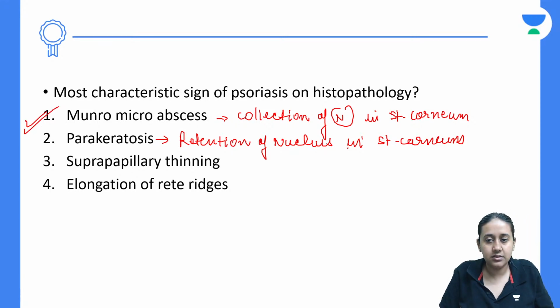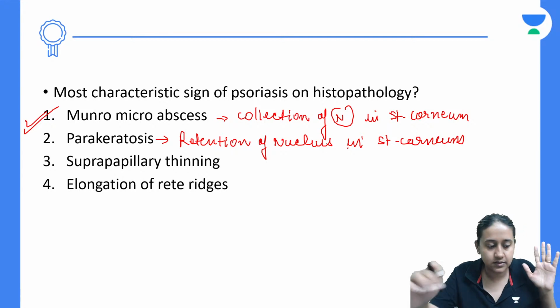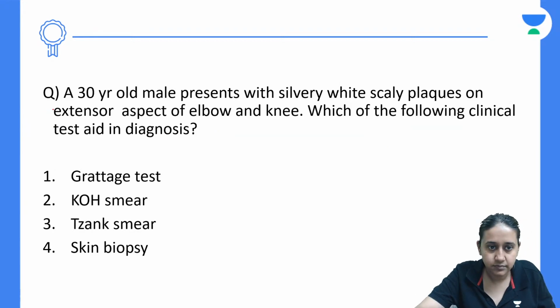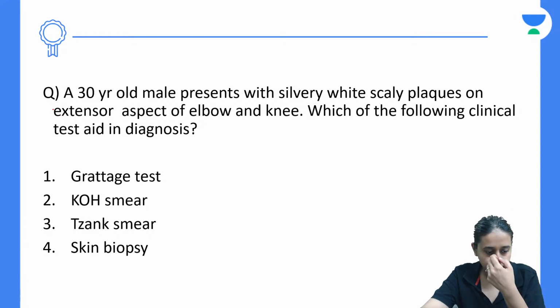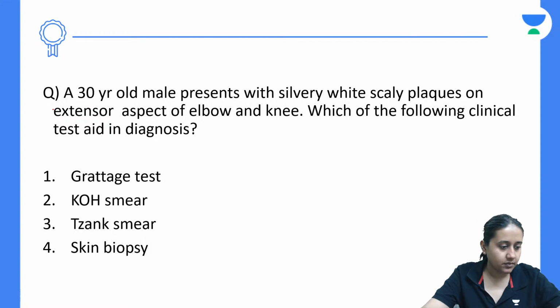Munro microabscess is a very characteristic feature, and if a patient presents to you with a collection of neutrophils in the stratum corneum, think of nothing other than psoriasis. Next question. Please answer the next question on your screen.